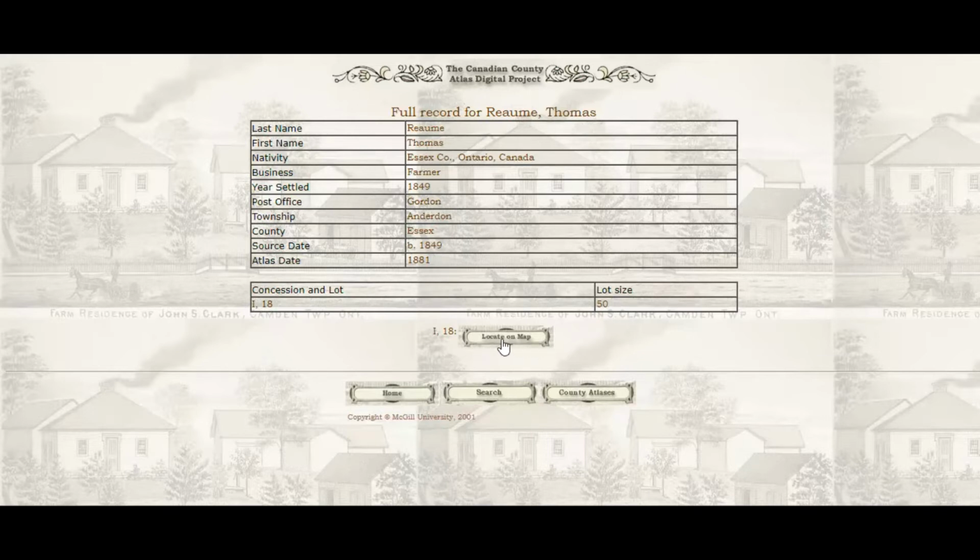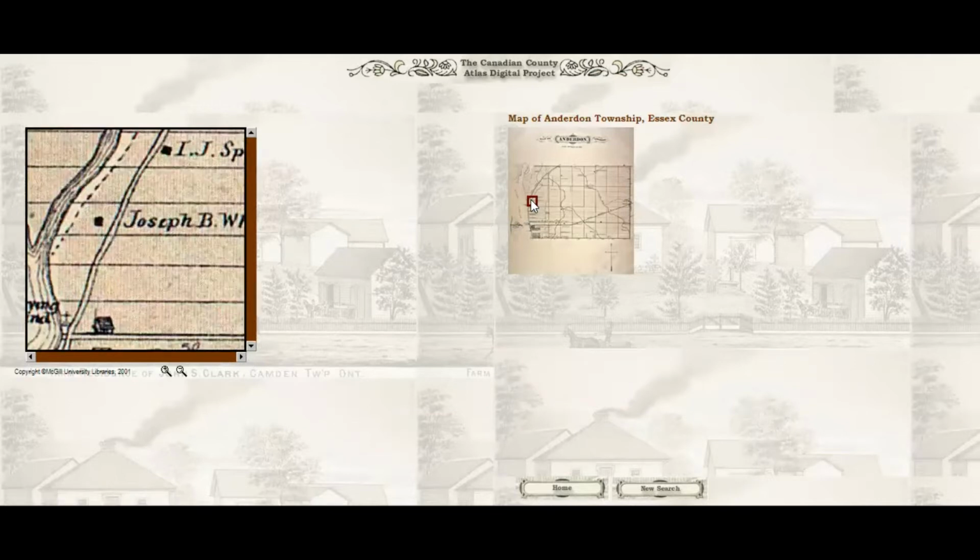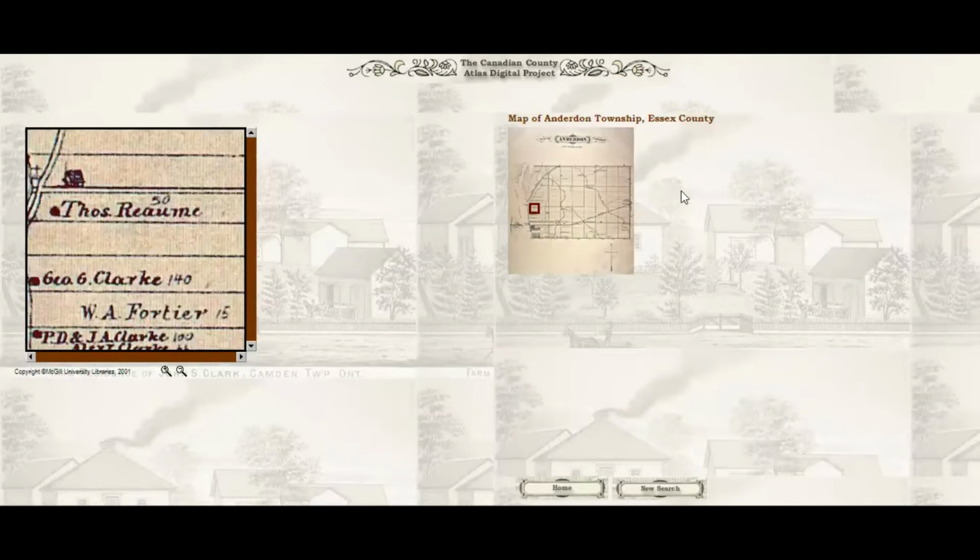You can then locate him on the map, and you can see in the big map of Essex County that he is located right on the far west side of Essex County, sort of in the middle there. And if you move this around a little bit, you can get a little bit of a picture of what was near him. For example, he had an Indian burial ground right across from him. So it's a good site to give you information about where your ancestor lived at one time.